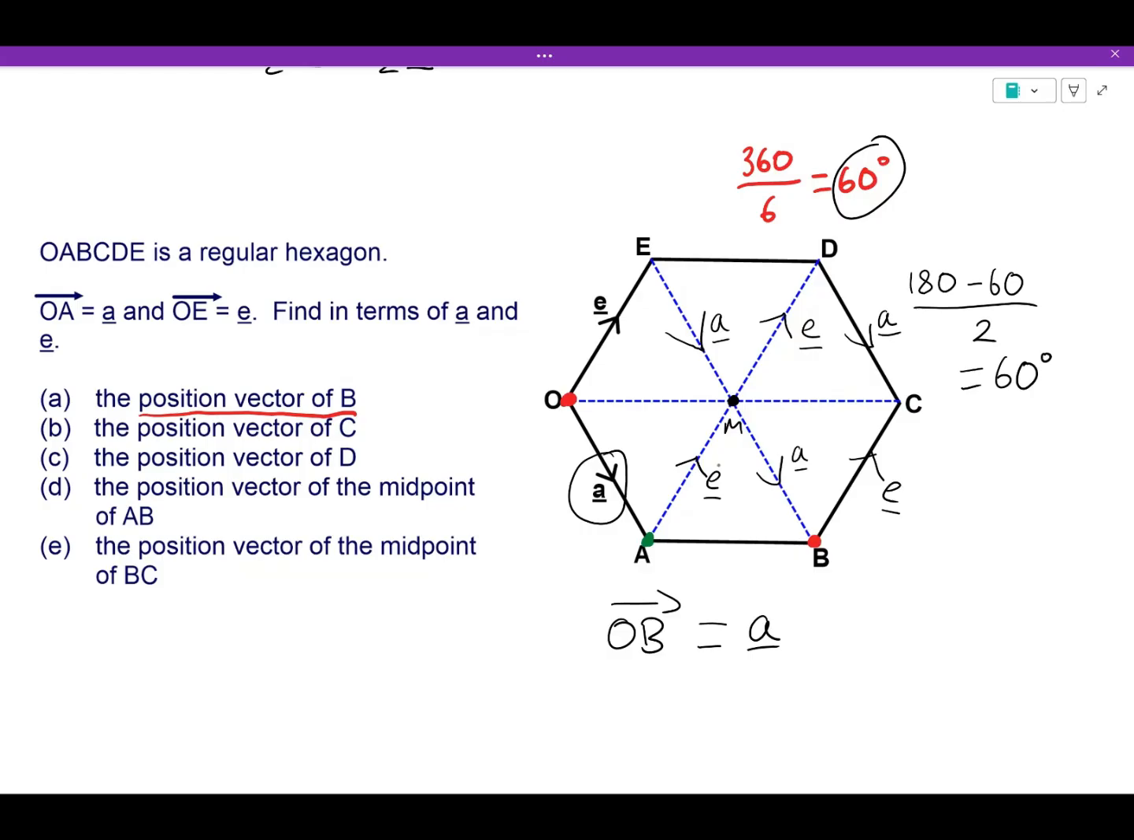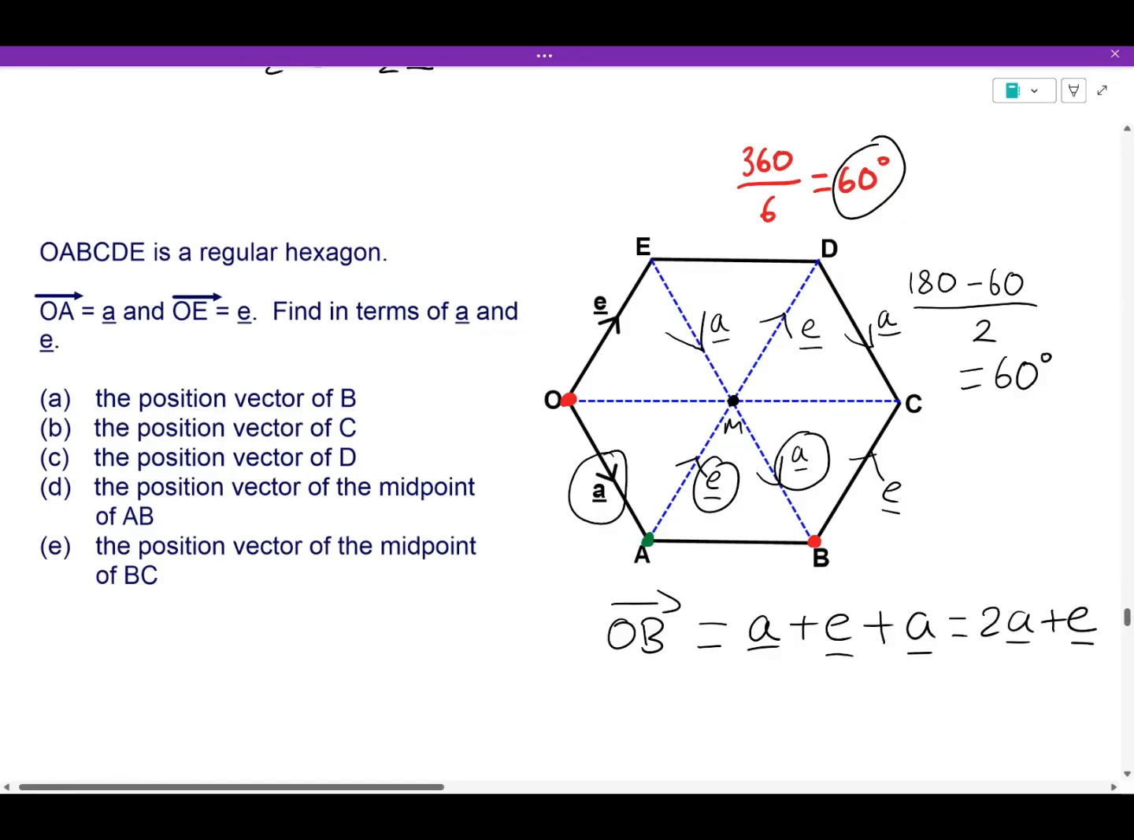Okay, so I'm going to want to do E, so I'm going to add on E. And then once I'm at M, I can then go along A to get to B. So I'm going to add on this A here. And then if we simplify, I get 2A plus E, which is my final answer.